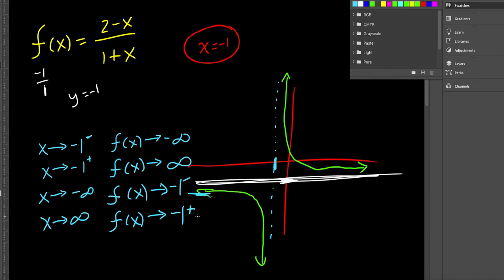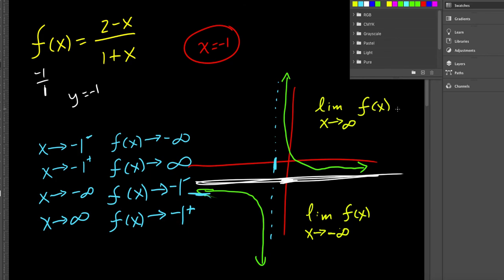Okay? Now, part B says, if they exist, state the values of these limits. So I'm going to write these down. So the limit as x approaches -infinity of f of x, and the limit as x approaches infinity of f of x. Okay? Now, we've already actually found the answer to this. It doesn't want me to put that red. Okay, cool.